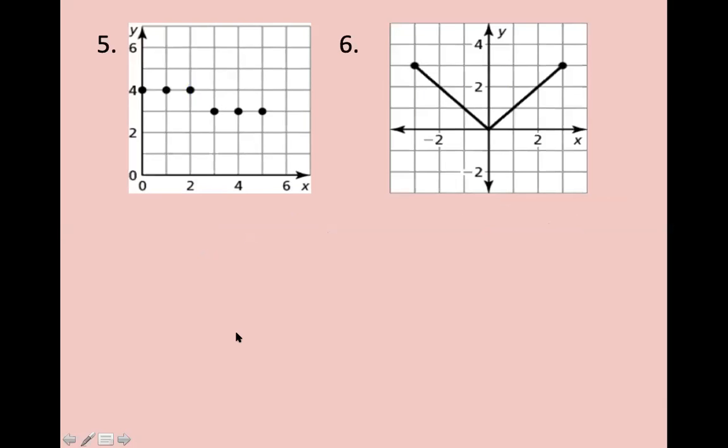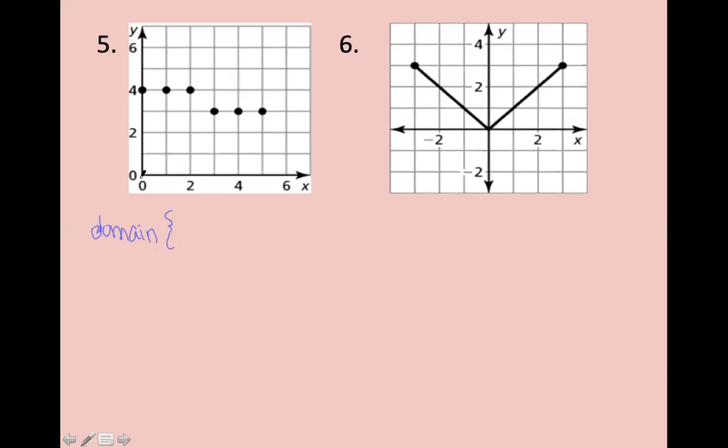Number 5, same idea. This time it says, find the domain and range of the function represented by the graph. So again, the domain are your x values and the range are the y values. For our domain, I'm going to use set notation, so you use these little braces.